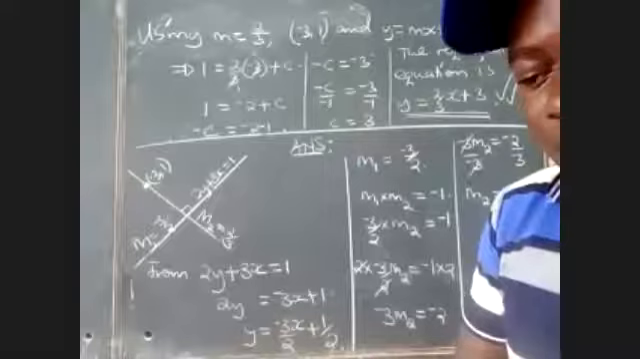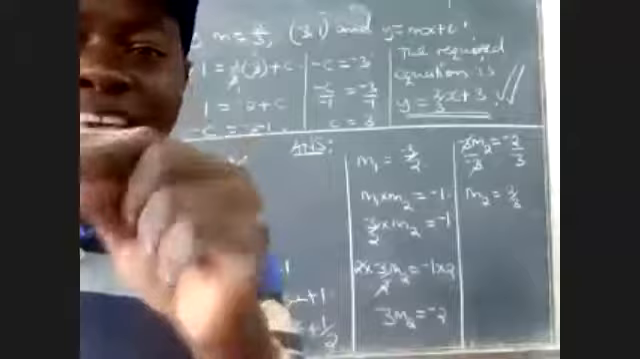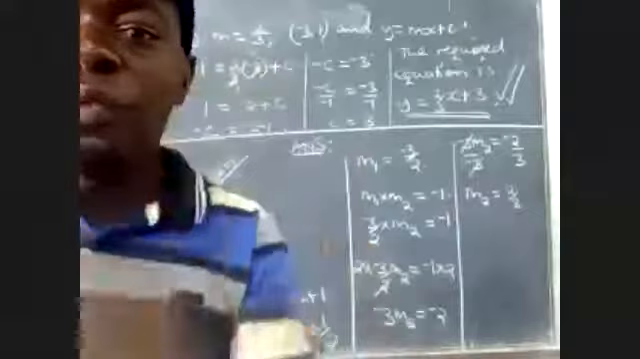Teacher, I was just asking, why didn't we stop at M2? Why did we have to go ahead and get the equation? Okay. Now, we are told to find the equation of the second line that is perpendicular to the first line, and it's going through a given point. So we had to look for the equation of that line. We are not told to find the gradient of the second line. So we can't stop at the gradient. We are told to find the equation of that second line.